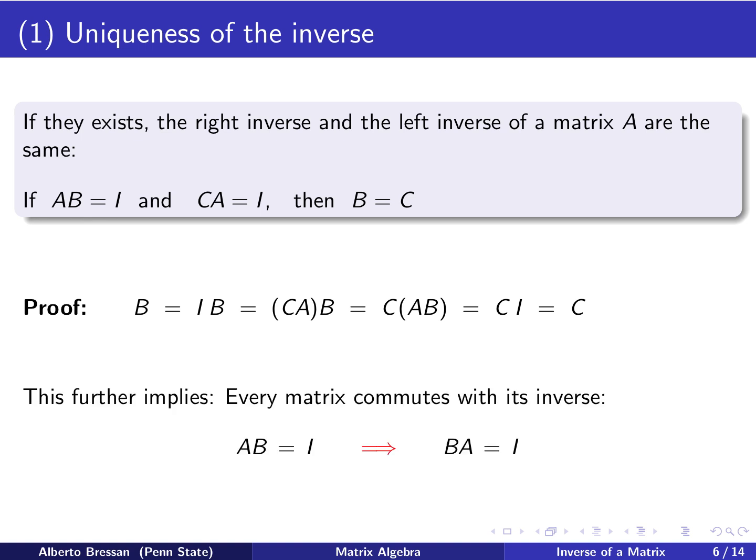This further implies that every matrix commutes with its inverse. If A is the inverse of B, then B is the inverse of A.